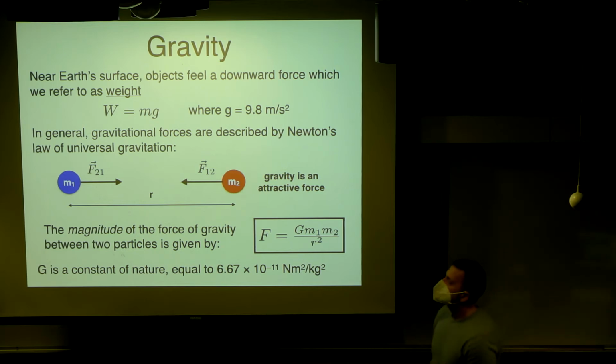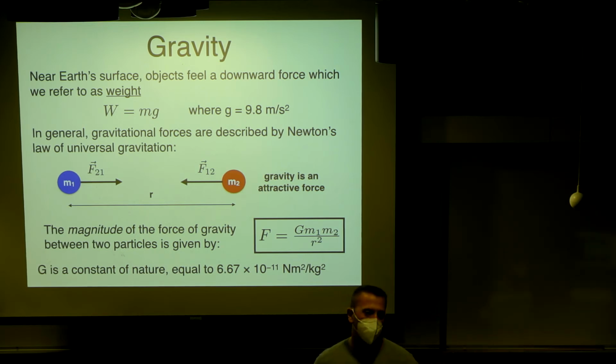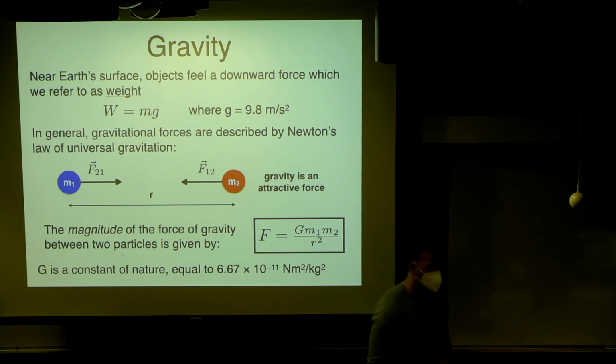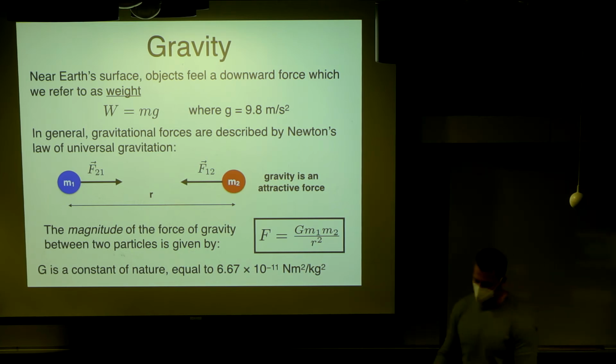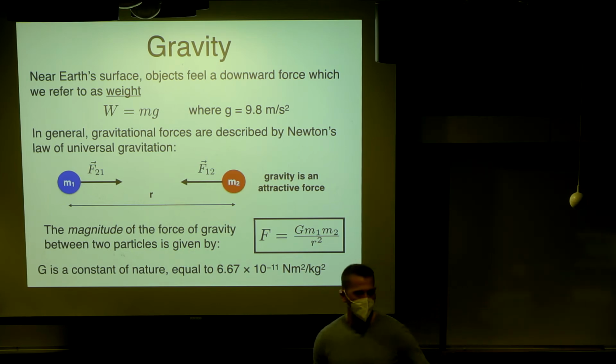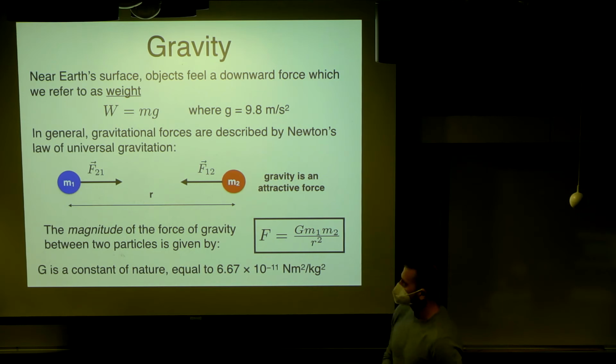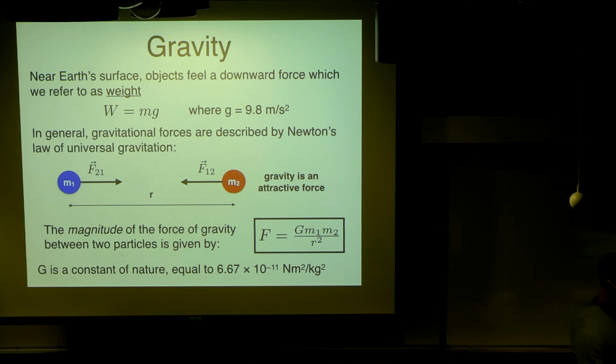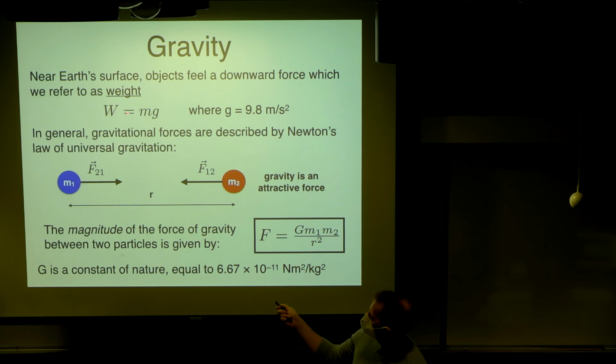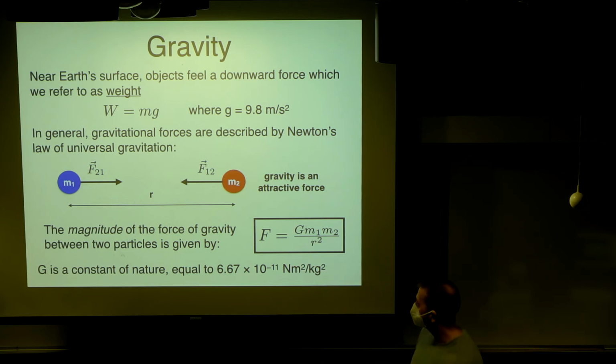So when we talk about gravity, we have sort of two equations that we learned about, all right? And one of them is not so general. It only applies when you're basically standing on the surface of the earth or some other body. And then the other one is a more general form. So near Earth's surface, objects will feel a downward force. We call this the weight. W is equal to mg. We've been working with that equation today already. G, of course, is 9.8 meters per second squared. That's lowercase g, by the way.